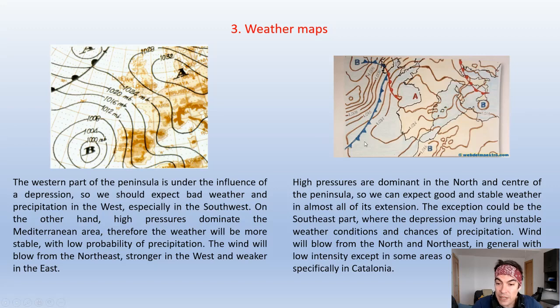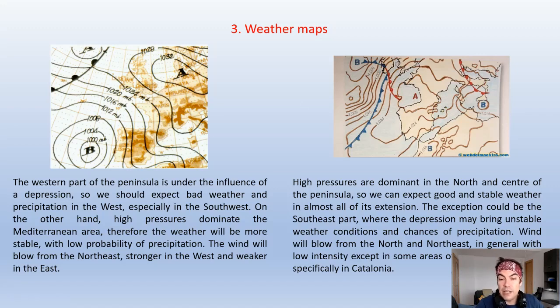So then we have the isobars. Here we have an isobar with a value of 1024. That means that we are going to have stable weather, good weather in almost all the Iberian Peninsula, okay? We don't have the value of this isobar, but we can know that it is higher than this value because it is closer to the center of the anticyclone. So all of this, or most of the Iberian Peninsula, is enjoying good weather.